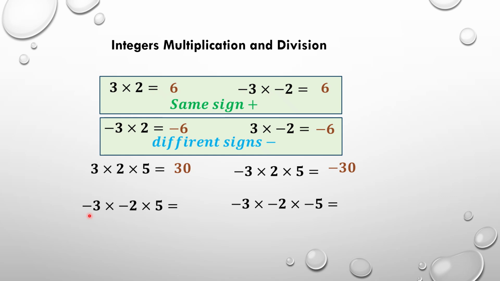Let's look at the next one. Negative 3 times negative 2. These two have the same signs, so the answer is positive 6. 6 times 5 is 30.